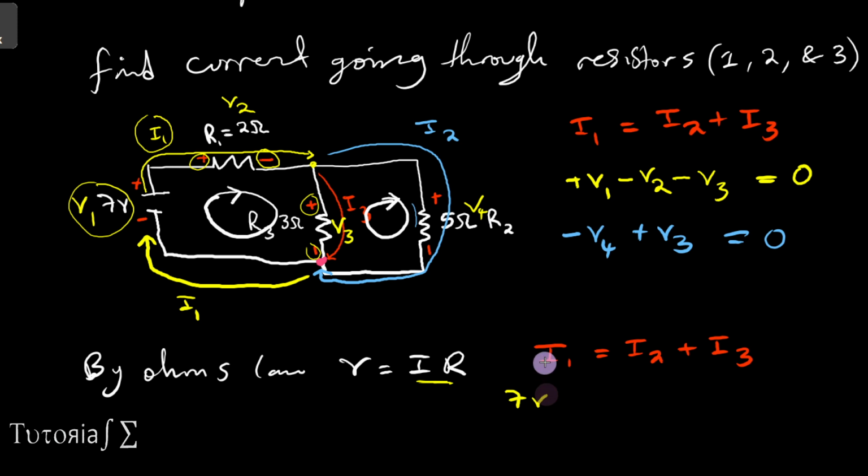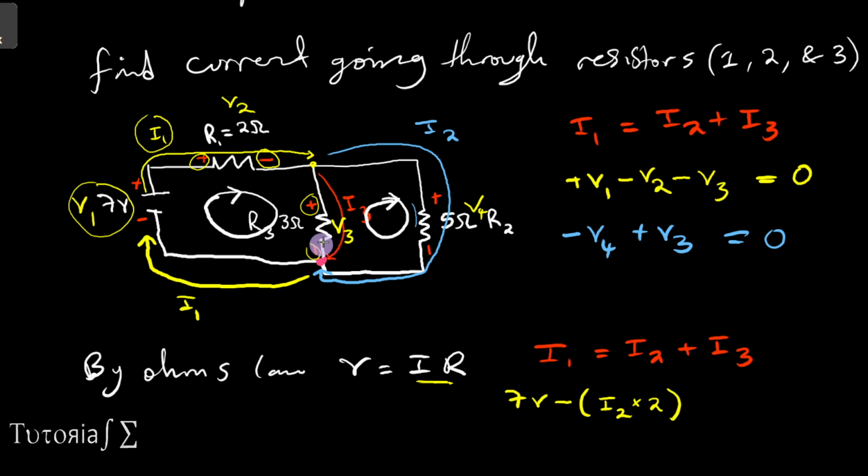Okay, 7 volts, that is our voltage 1. So voltage 1 is 7 volts. But for voltage 2, the current that is going through is I1. So that will be negative I1 going through voltage 2, and the resistance there is 2. So times the resistance, which is 2. Okay, so that is voltage 2.